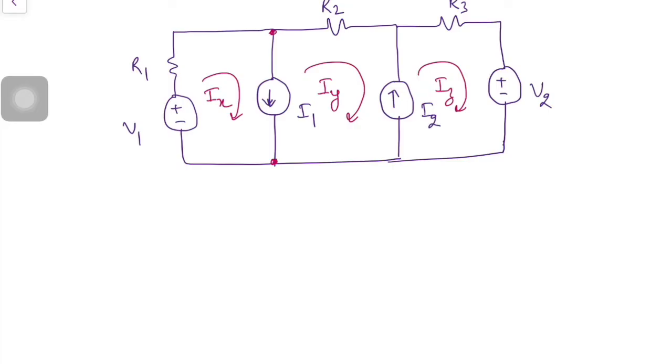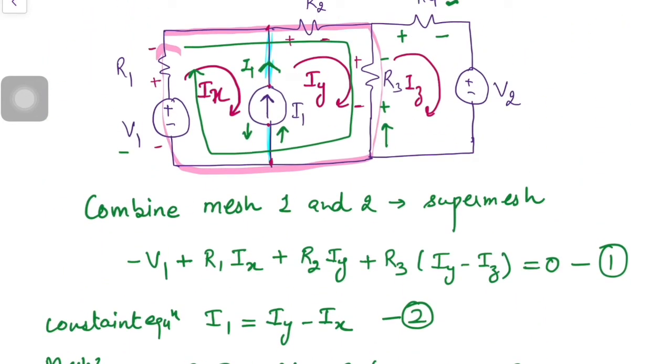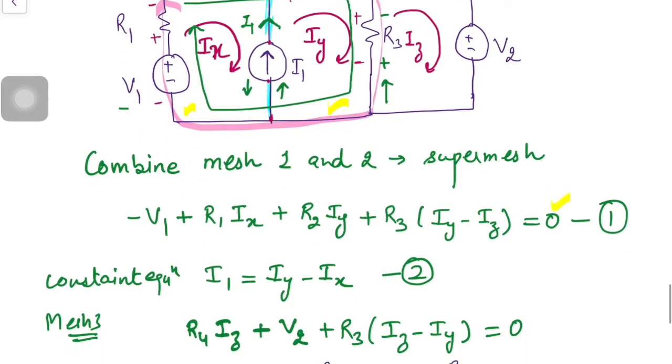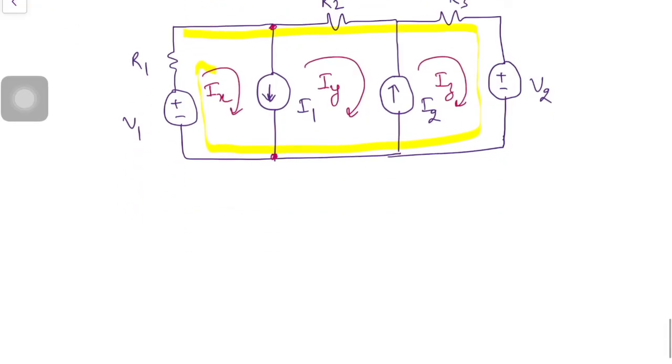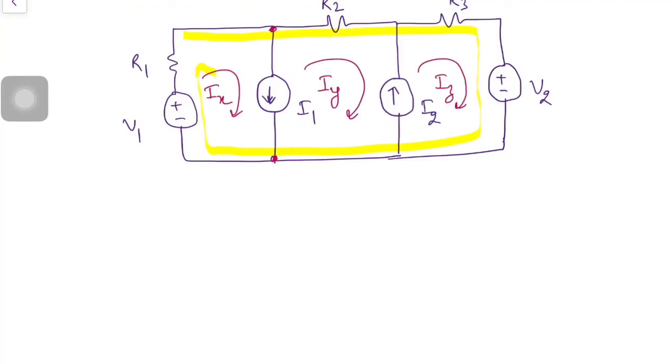Now in this case, how do we need to combine the meshes together? Mesh 1, 2 and 3 are all combined together to make a supermesh, and we will have two constraint equations, in comparison to the first case where we combined two meshes together, first mesh and second mesh. We had one equation by applying KVL and the second one was the constraint equation. In this circuit, we will have one equation by applying KVL and two constraint equations.